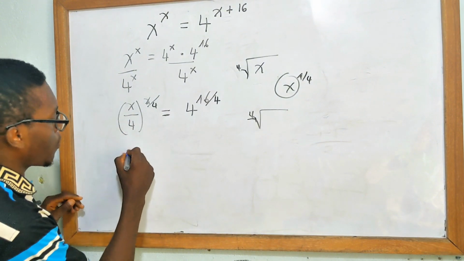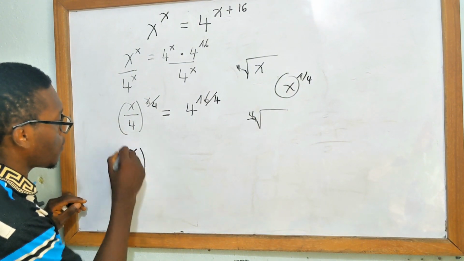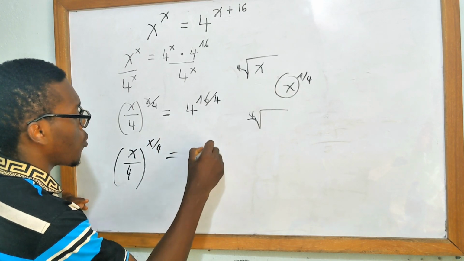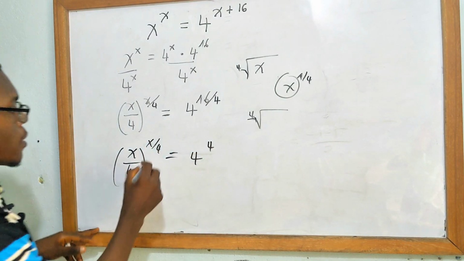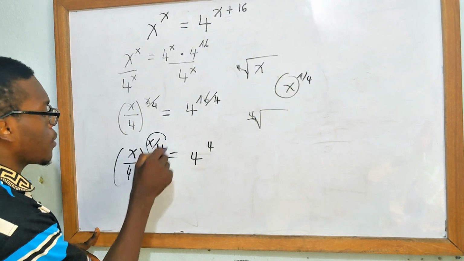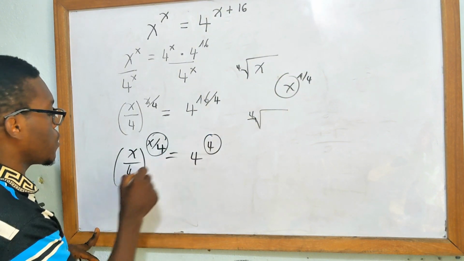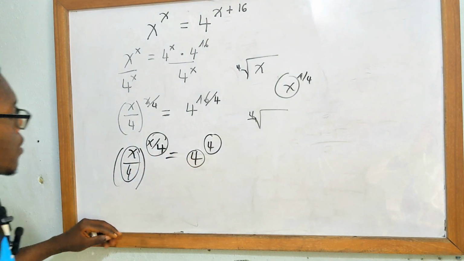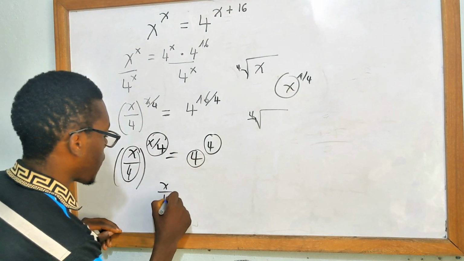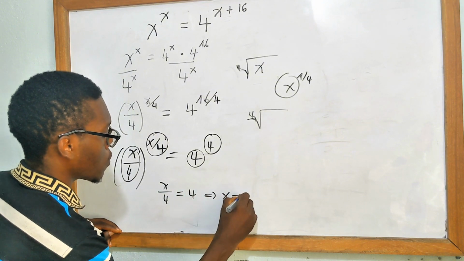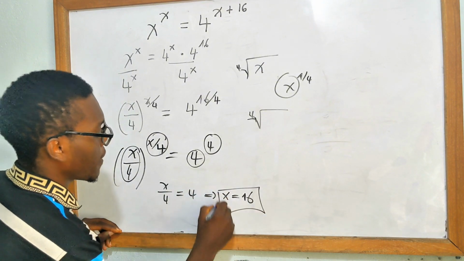Save it. Hence, you have what? x all over 4 to the power x all over 4 is equal to 4 to the power 4. Looking here now, let me write it well. Here is 4, please. That x to the power 4, x all over 4 is equal to this. x all over 4 is equal to this by equating, since they are the same thing. Hence, x all over 4 is equal to 4, which implies x is equal to 16. And that is very, very easy.